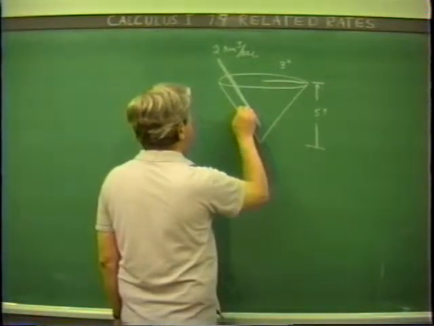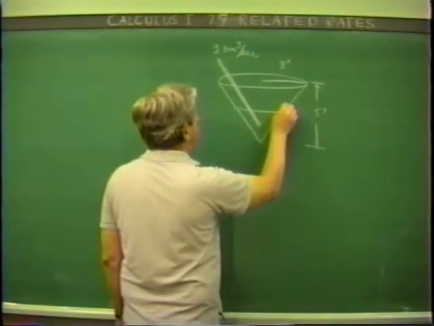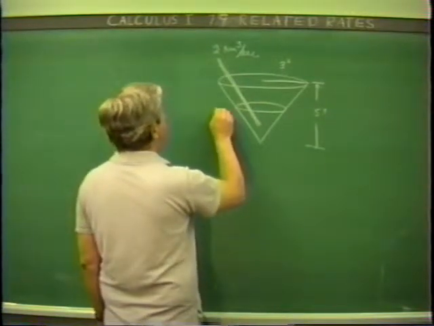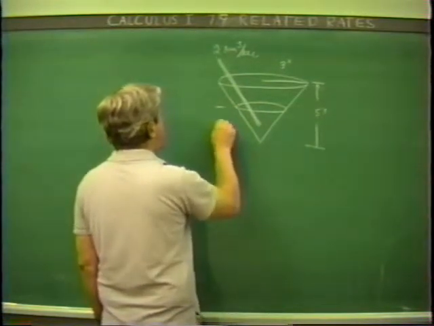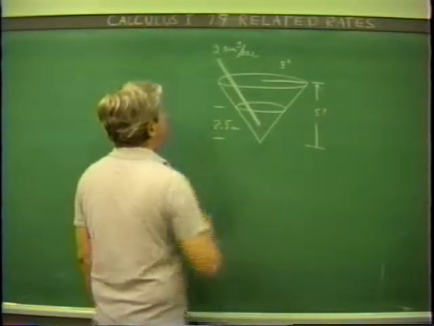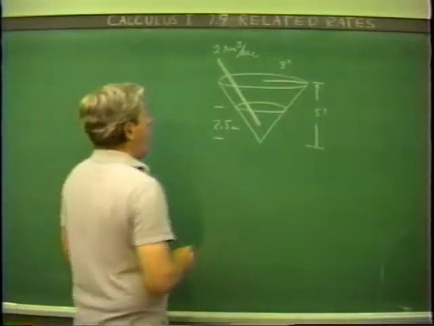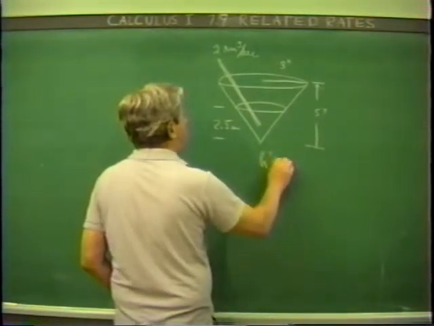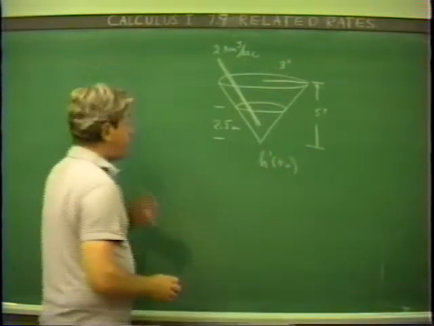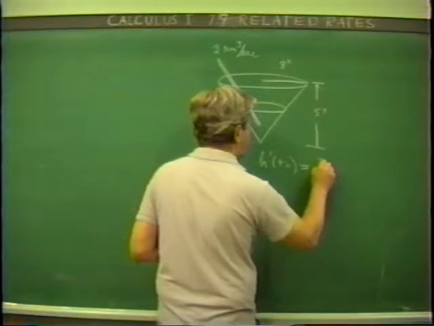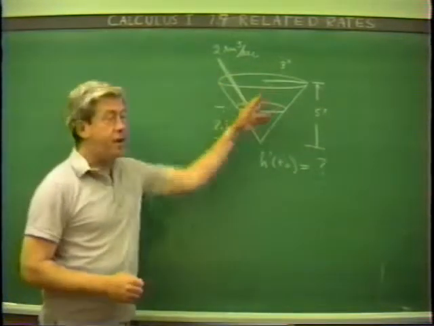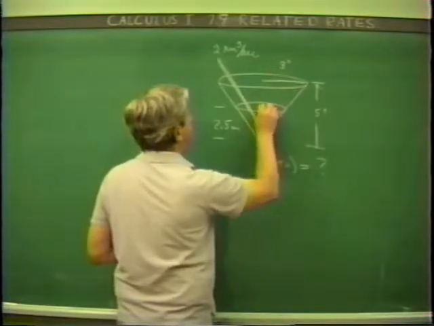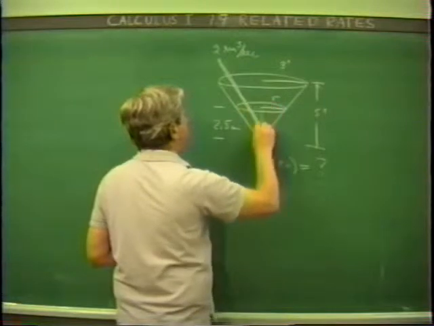And what we wish to know is when the height here is, say, 2.5 inches high, when it's down to the level of 2.5 inches high, what is the rate of change of the height? How fast is this going down? Right. Now, all of this is specific information with respect to this cone, except for the fact that the shape of the cone is 3 by 5.